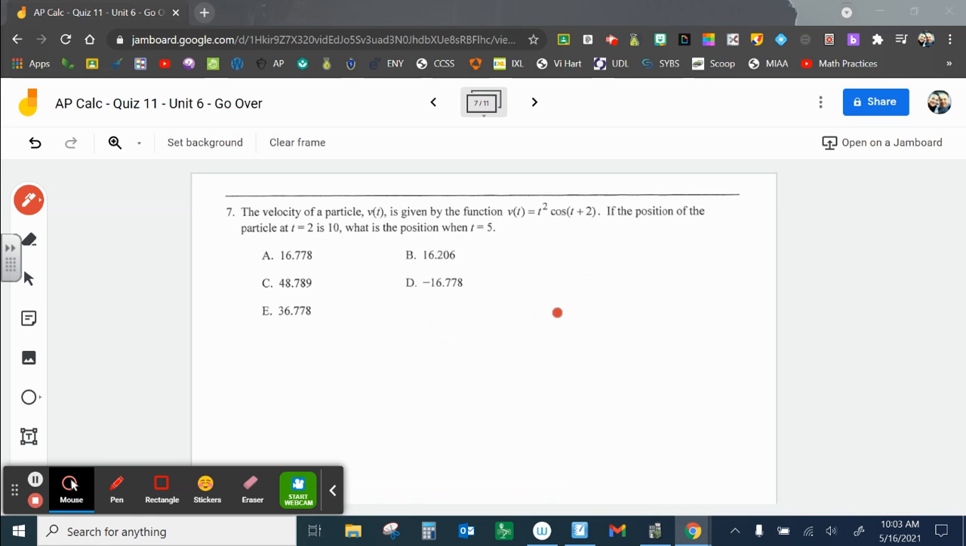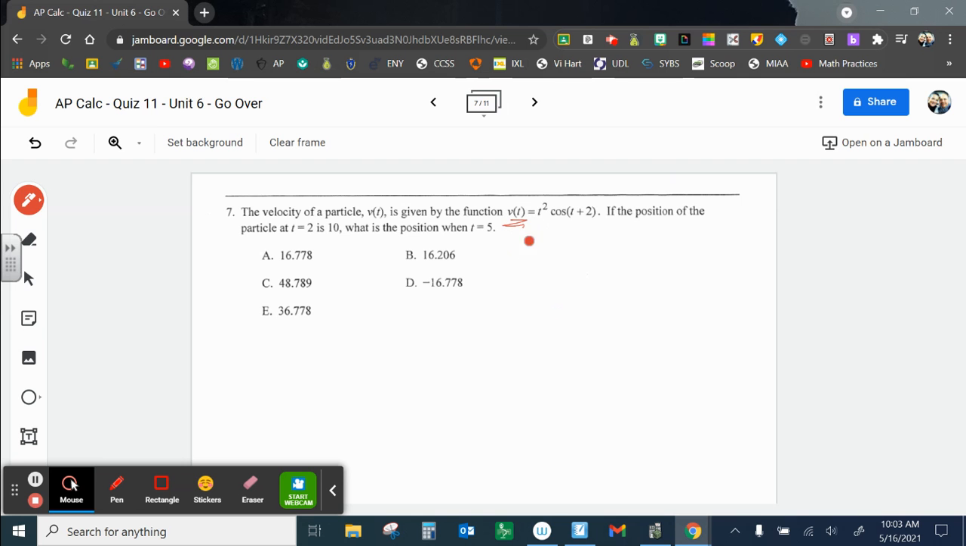So the velocity of a particle, v of t, is given by the function v of t equals t squared cosine t plus 2. If the position of the particle at t equals 2 is 10, what is the position when t equals 5? Awesome. So real quick, they're giving me velocity, and they're asking us about the position function. So I've got to go to the integral of velocity.